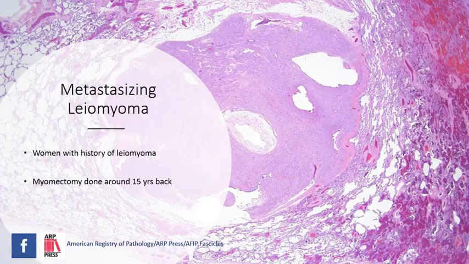And then we have the metastasizing leiomyoma, that is commonly seen in women who had a history of leiomyoma, and they usually might have had a myomectomy done around 15 years back. This is a lung that you see. They usually metastasize to the lung. This is the lung tissue that you can see, and this is the leiomyoma.